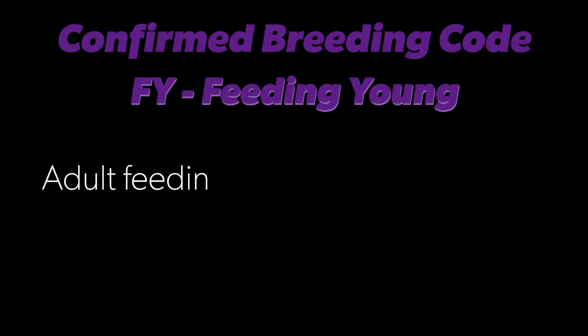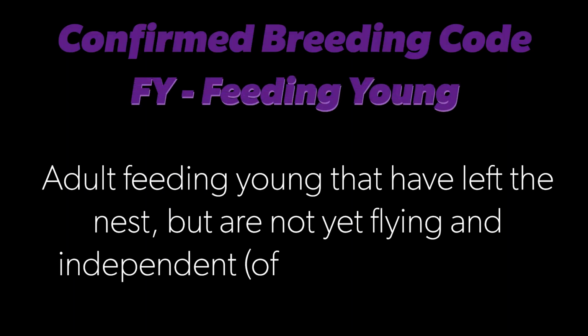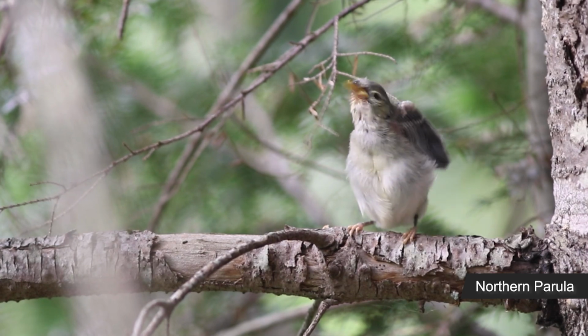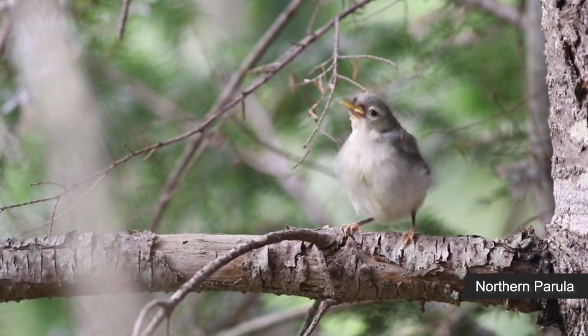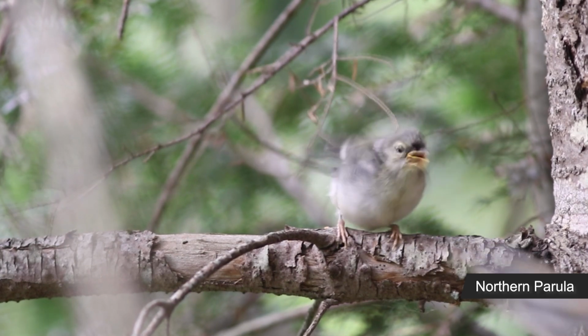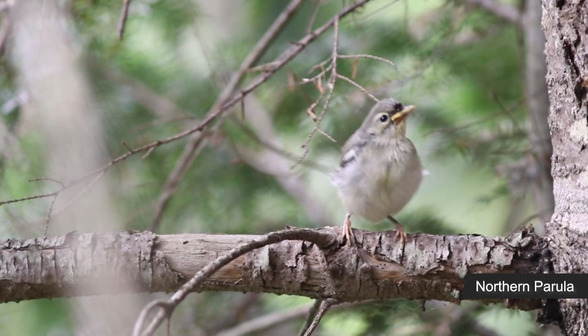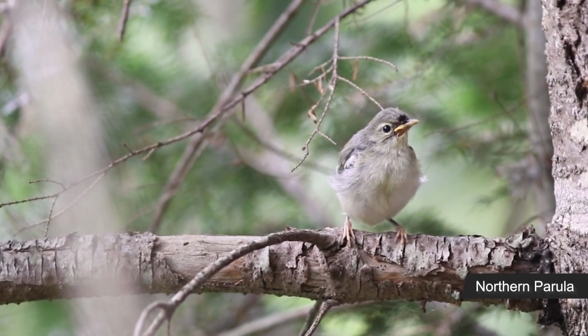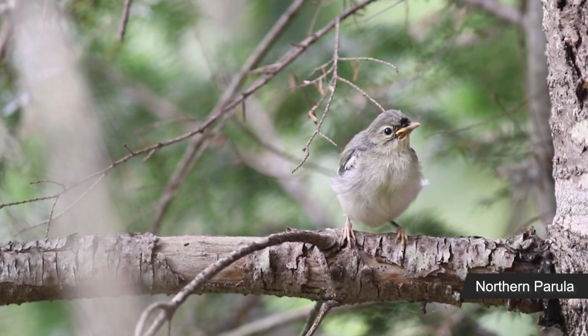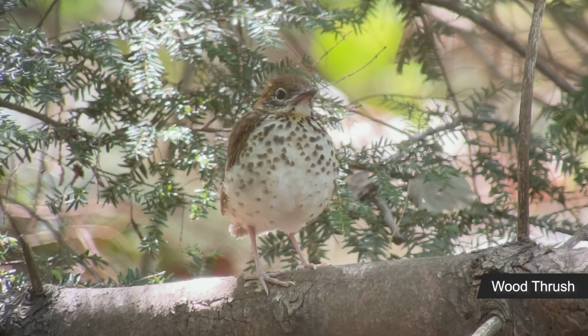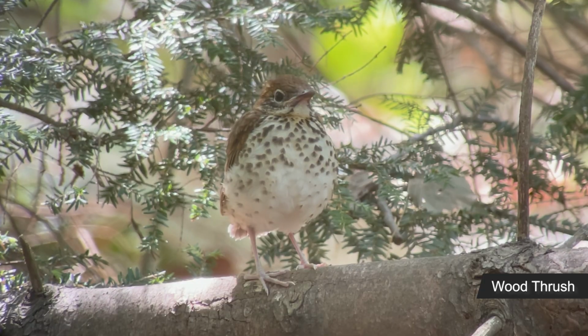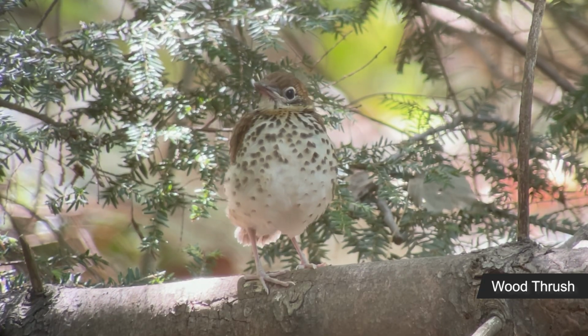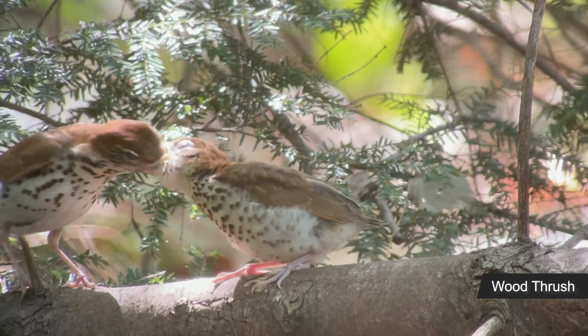FY for feeding young. This is a pretty straightforward code, although we saw it used wrong surprisingly often. The emphasis here is that the young are out of the nest. We saw this code used most frequently with birds that were still in the nest, which based on the naming makes sense, but based on the code's hierarchy, you'd want to use nest with young. As a tip, most of the time you find a recently fledged bird, if you watch it for a few minutes, you're probably going to see it be fed.